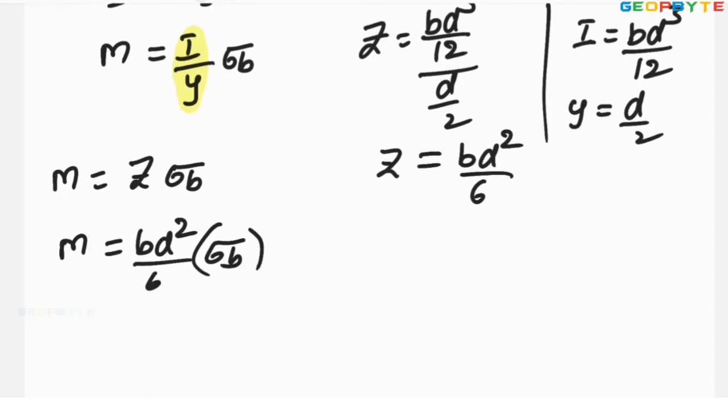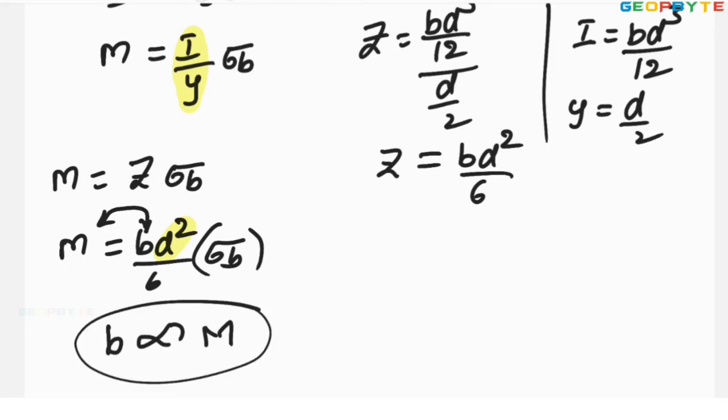Now it is given that the depth is maintained constant. If depth is maintained constant, look at the relation between the bending moment and the breadth. So breadth is proportional to the bending moment M. For the constant value of bending stress and depth, bending moment is proportional to breadth, or breadth should be proportional to bending moment.